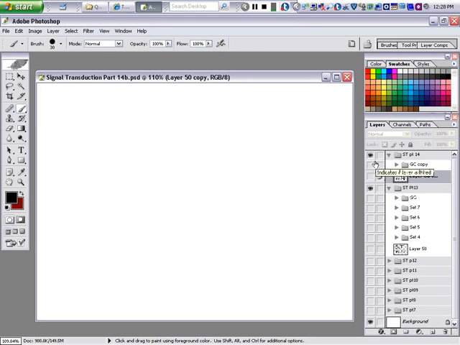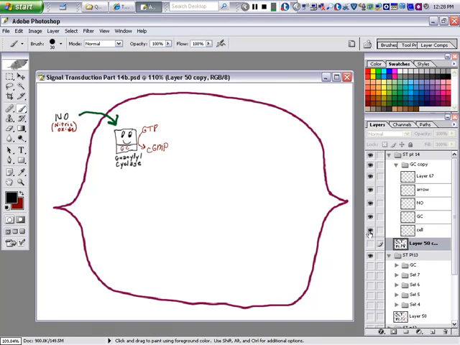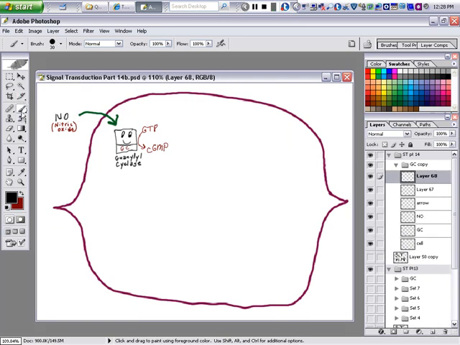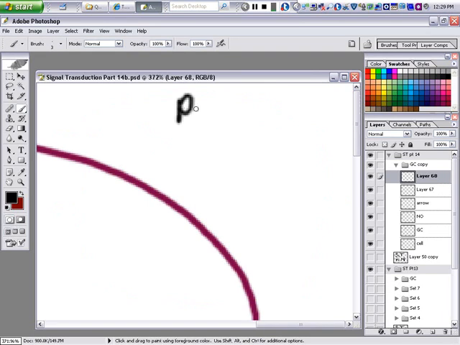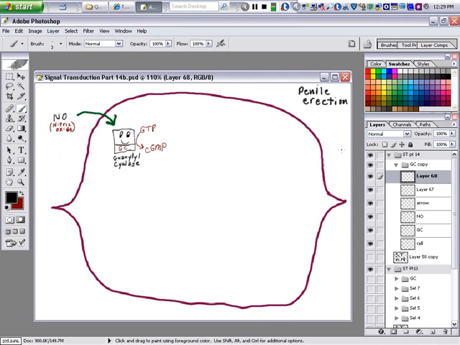And now we're where we left off. What we're doing here is the signal transduction pathway leading to penile erection. For penile erection, there are blood vessels leading to the penis, and what you want to do is relax those blood vessels. When those blood vessels relax, blood goes into them, causing penile erection.